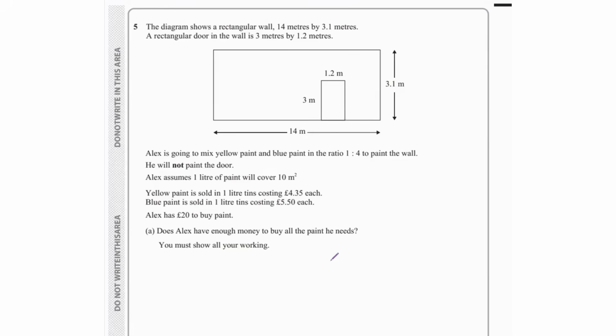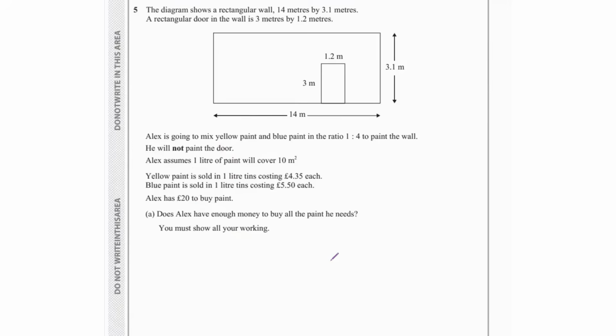Yellow paint is sold in 1 liter tins, costing 4.35 pounds each, and blue paint is sold in 1 liter tins, costing 5.50 pounds each. Alex has 20 pounds to buy the paint. Does he have enough money to buy all the paint he needs? You must show all your working.